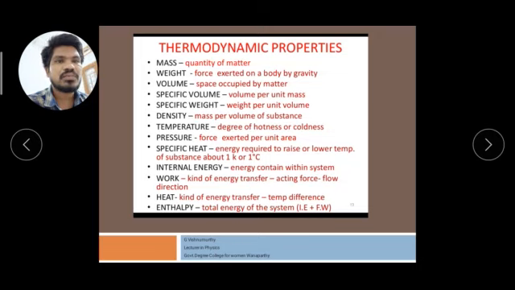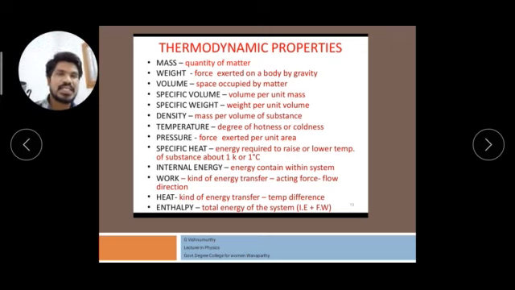Specific volume is the volume per unit mass. Specific weight is the weight per unit volume. Density is the mass per unit volume of a substance. Temperature is the degree of hotness or coldness. Pressure is the force exerted per unit area, P equals F by A. And specific heat is the energy required to raise or lower the temperature of a substance by 1 Kelvin or 1 degree centigrade.